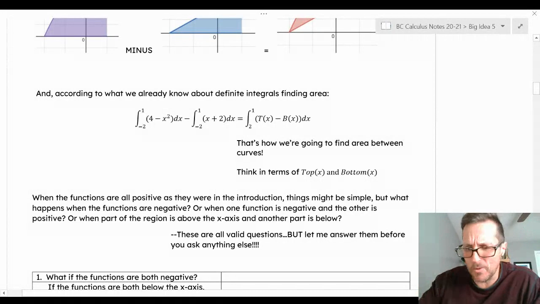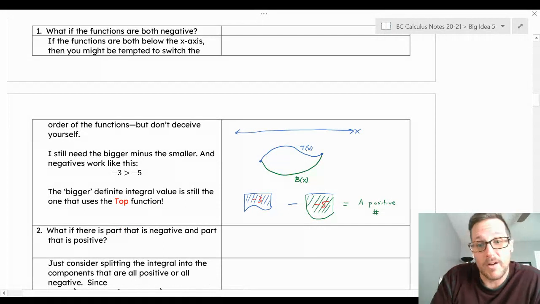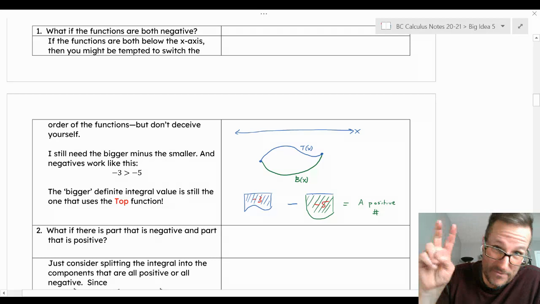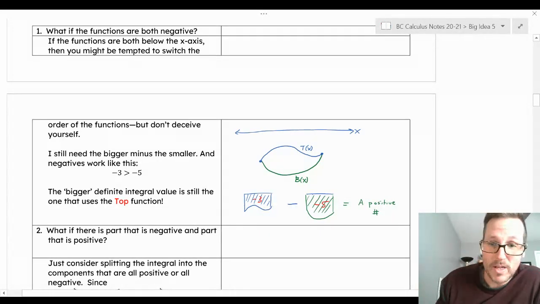There's no flipping around of who's further away from the x-axis or anything that you're thinking, because it works out like this: if I have two functions that are negative, below the x-axis, the definite integral is negative, sure, but negatives work like this. If the definite integral of t is -3 and the definite integral of b of x is -5, then we still do the bigger minus the smaller, right? The bigger is -3 minus the smaller, -5, that gives me a positive value. There is no switching, right?